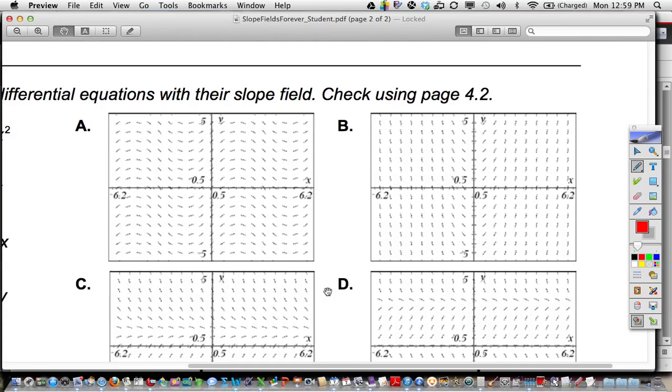Just by looking at slope field B, what information could you get about the differential equations over in the left-hand column? Okay, one thing that you might notice is it kind of looks parabolic, right? Which would mean what? So would that be like number 1 then?